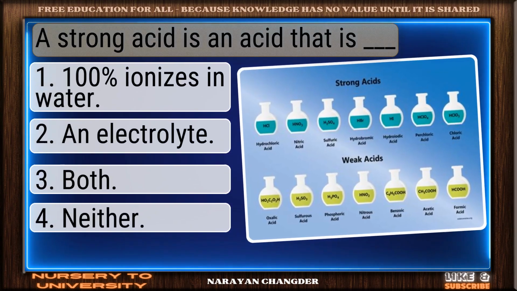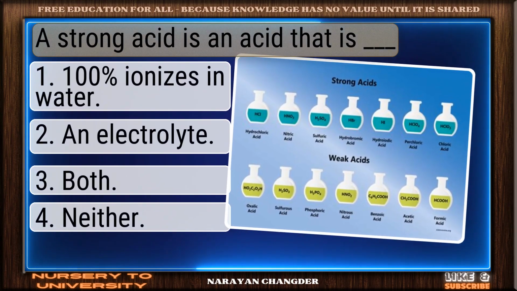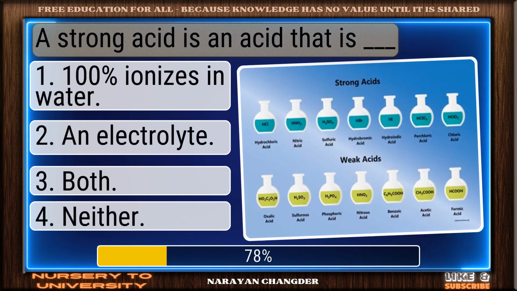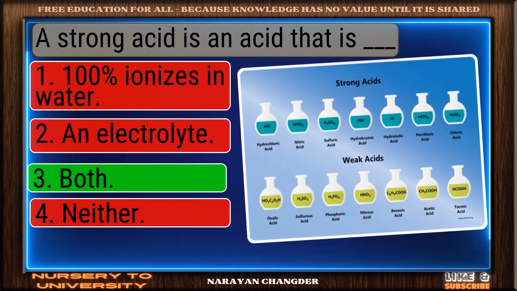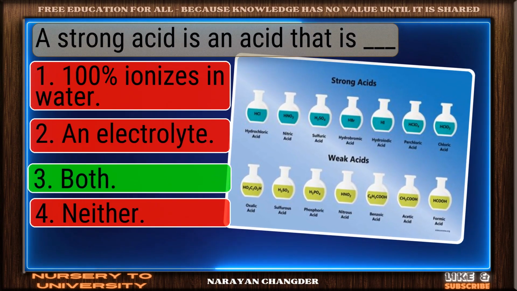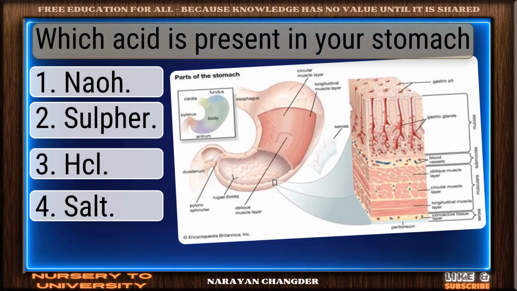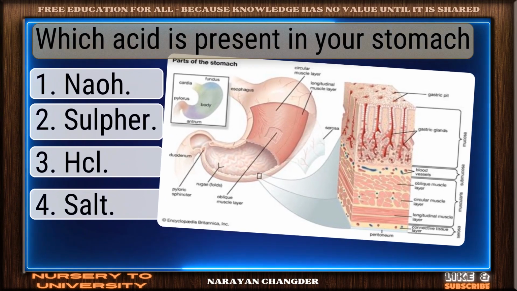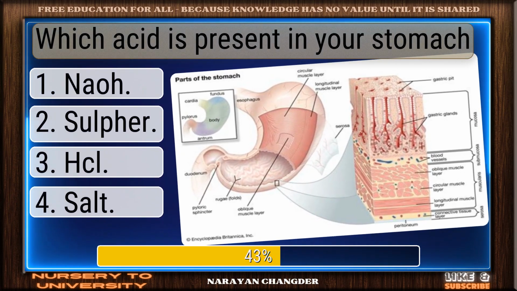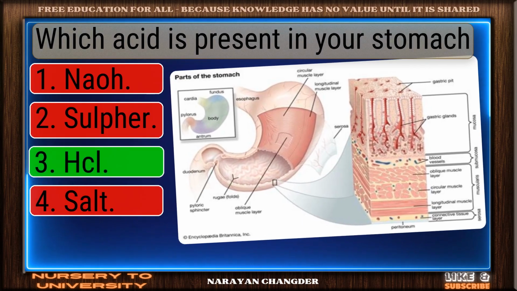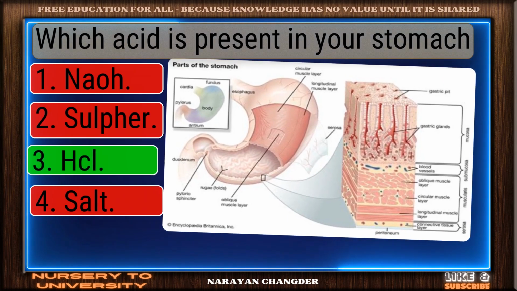Question number 31. A strong acid is an acid that is dash. Excellent choice. Both is the right answer. Question number 32. Which acid is present in your stomach? Well done. HCl is the right choice.